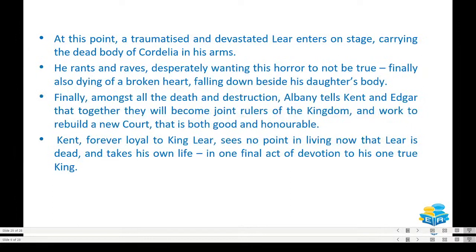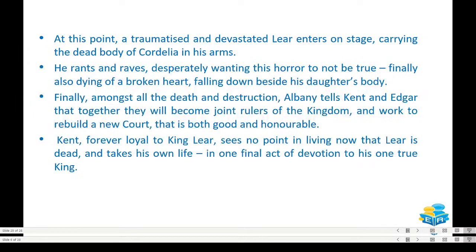You have this broken, devastated old man. He's not in kingly robes anymore. He's in just a filthy, dirty kind of nightshirt, and he's entering on stage with the body of his dead daughter in his arms. And there's that really tragic intensity, because he's done this himself. He has nobody to blame here but himself. It's that idea of you've made your bed, now lie in it. And even though he is lying in it, there's still that twinge of sympathy. There is still that pang of, we feel sorry for him, because it's devastating to see.